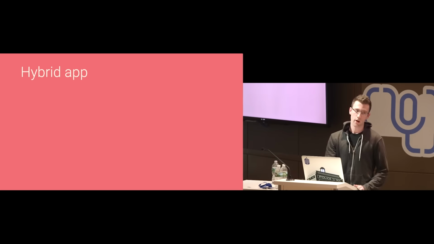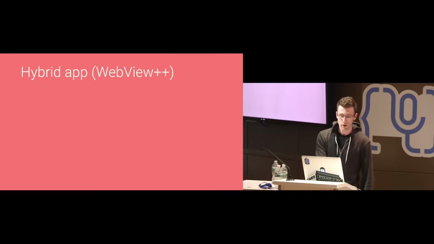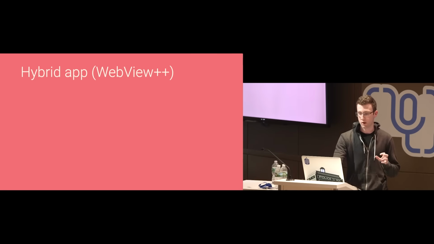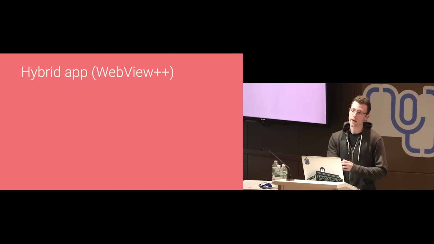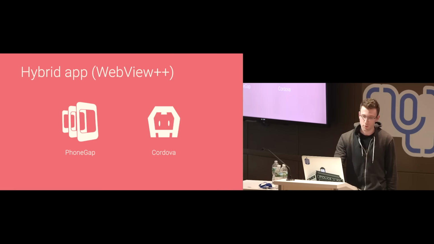Let's take a quick minute and talk about hybrid apps. And these are basically just really advanced web views. So the server sends down HTML, CSS, and JavaScript that tries to look and behave like a native app. So some example frameworks for this are PhoneGap and Cordova.